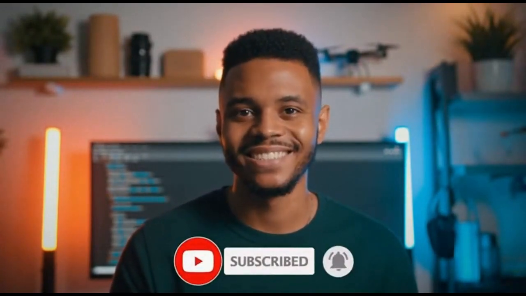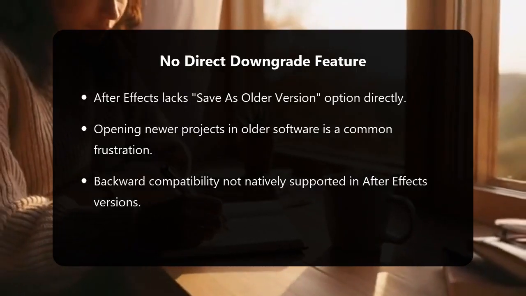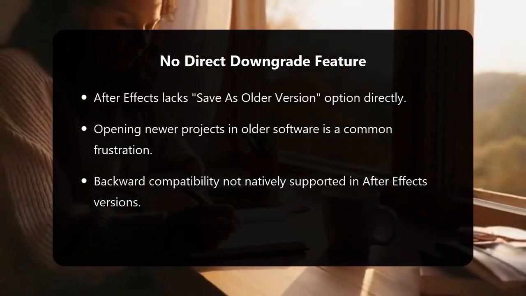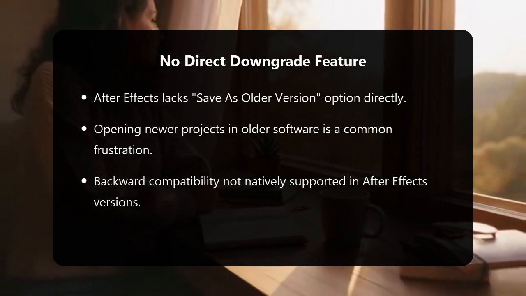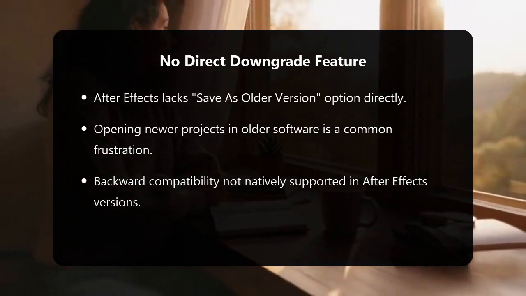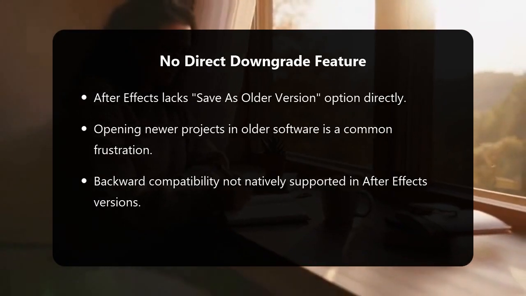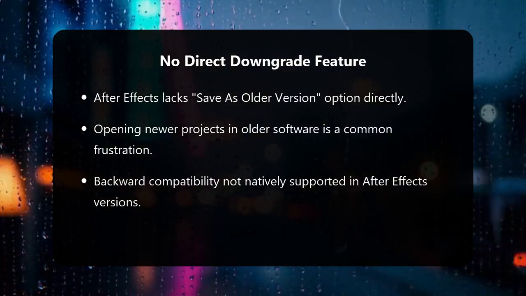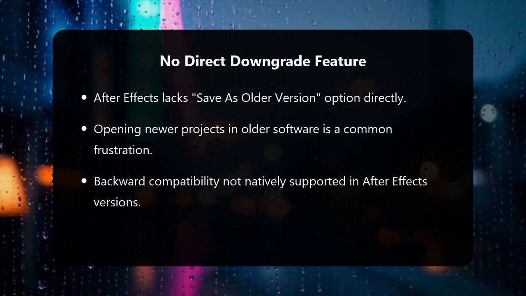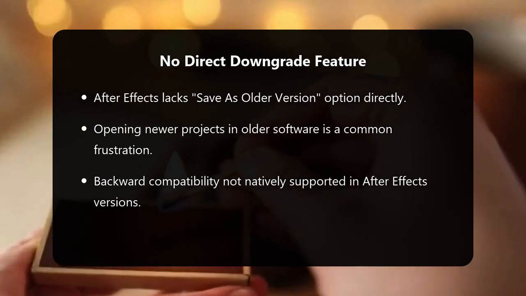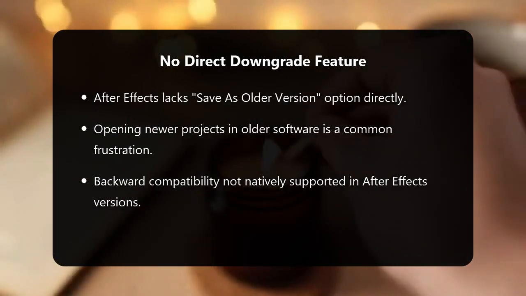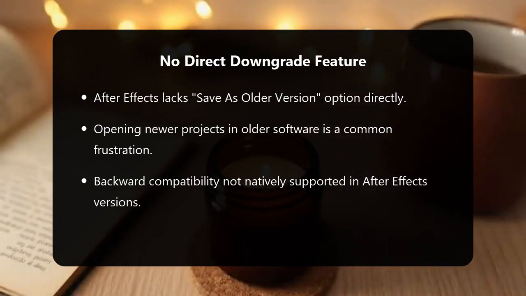Let's begin. Opening an After Effects project created in a newer version with an older version of the software is a common frustration, primarily because After Effects, unlike some other Adobe applications, doesn't offer a direct save as older version feature. This lack of backward compatibility means you can't simply go to File, Save As, and select a previous software iteration. However, there are workarounds, albeit imperfect ones, that can help you mitigate this issue.